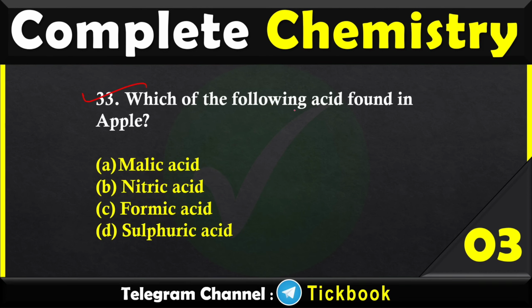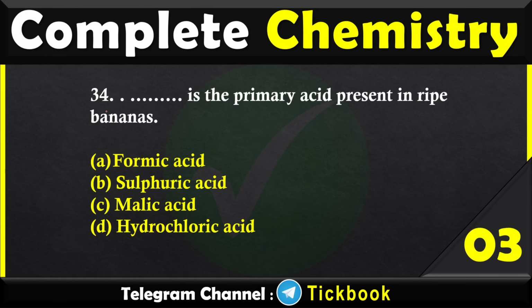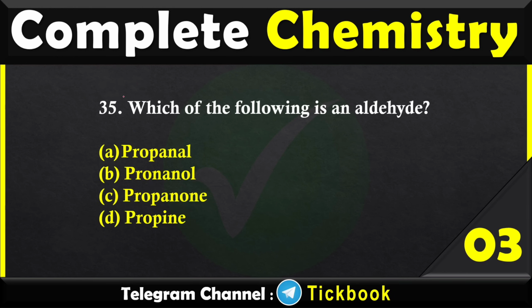33. Which of the following acid found in apple? Option number A, malic acid. 34. Dash is the primary acid present in ripe bananas. Option number C, again malic acid. 35. Which of the following is an aldehyde? Option number A, propanol is the right answer.